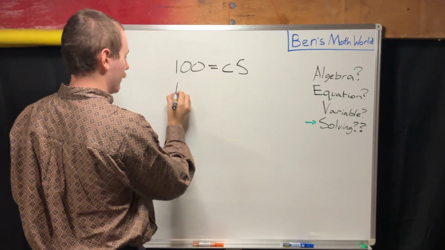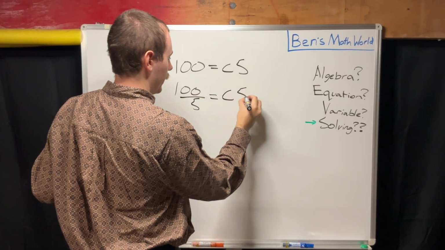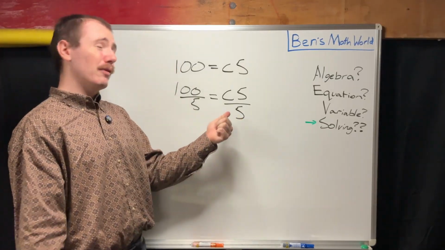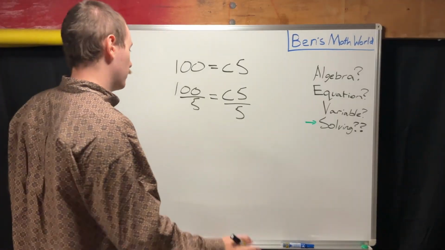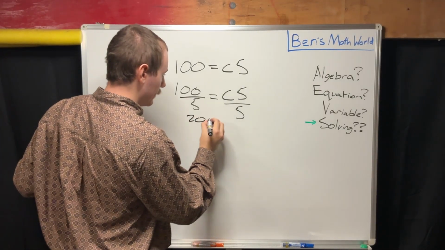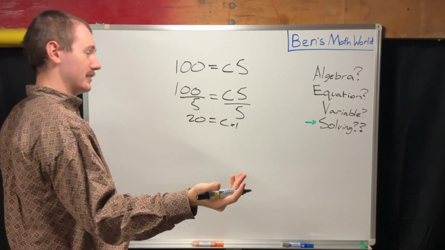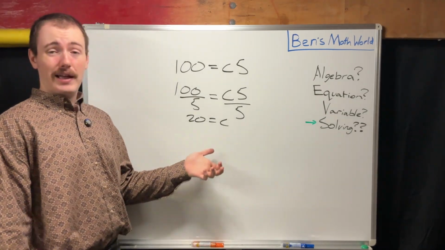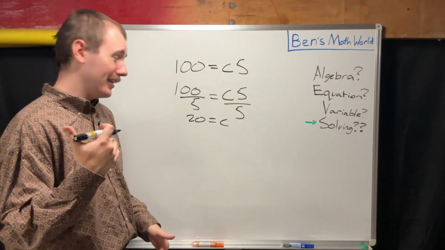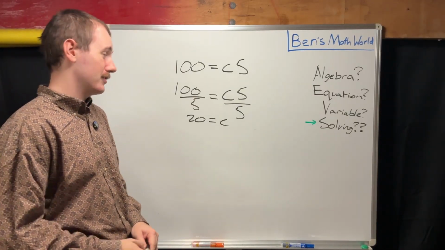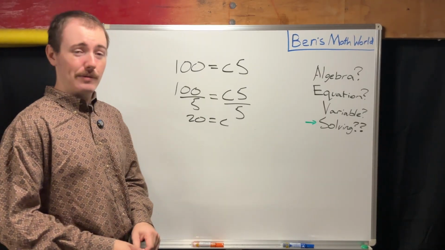Now 100 divided by 5 is equal to C5 divide 5. Now what happens when you divide anything by itself? Well, it's just equal to 1. So let's rewrite this out. That equals 20 equals C times 1. Anything times by 1, it's just itself, right? Let's get rid of that 1. Now we have C is equal to 20. That's pretty good, hey? We're going to have to sell each cup of lemonade for $20 to get $100 with our 5 cups of lemonade. Now that's pretty ridiculous and you're probably not going to be able to make that.